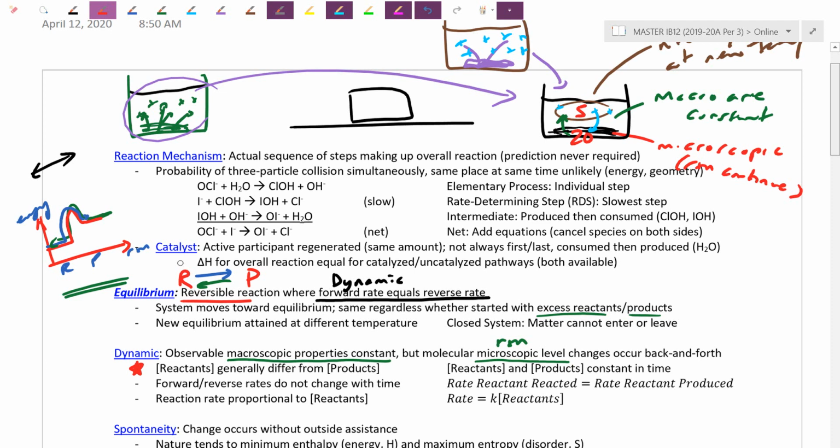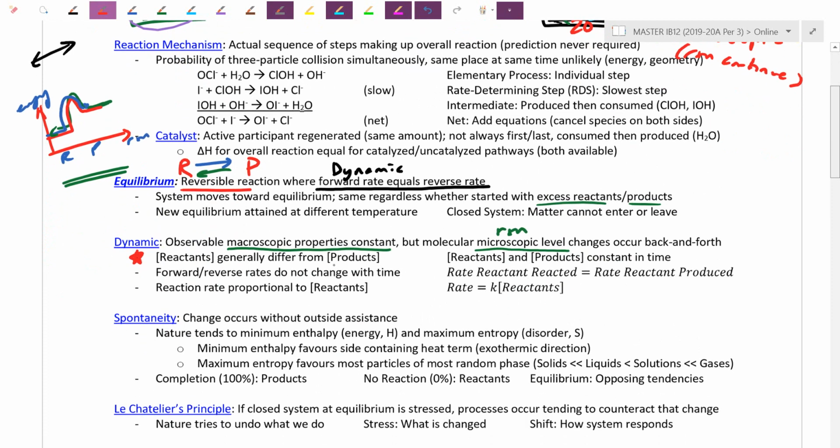The numbers don't have to equal each other. The reactant concentration doesn't have to equal the product concentration, and yet these have to be constant in time. So if I have 5 on the ice, I better have 5 on the ice at all times. If I have 20 on the bench, I better have 20 on the bench at all times.